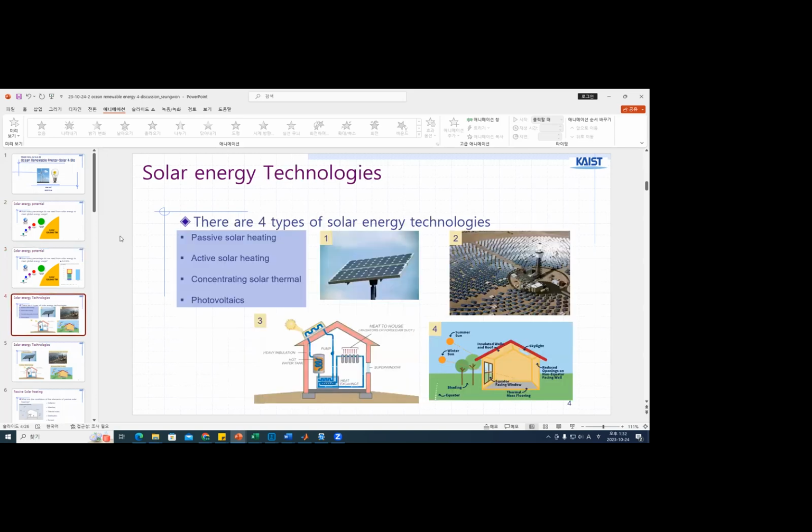Next, I will talk about the solar energy technologies. I will give the 4 types of solar energy technologies: passive solar heating, active solar heating, concentrating solar thermal, and photovoltaics. Can you connect the word and the number that is related correctly?